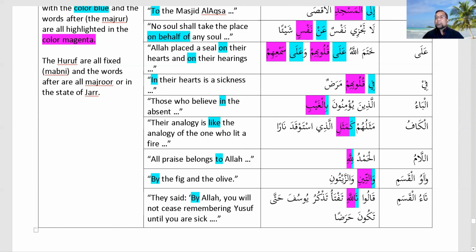Waw al-qasam, the waw of swearing, wallahi, wattini waz-zaytun, by the fig and the olive. By meaning I swear by, uqsimu bi, I swear by. That's why it carries all of that meaning. Also the ta'ul qasam, قالوا تالله تفتأ تذكر يوسف حتى تكون حرضا أو تكون من الهالكين.